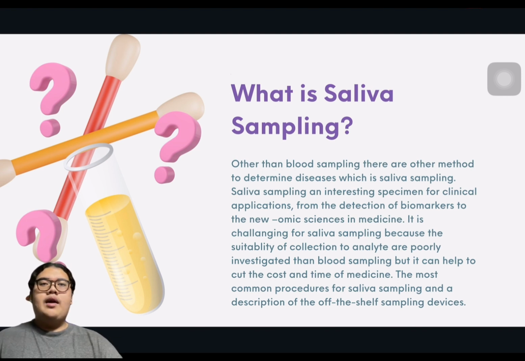As we know, blood sampling can show a better result than saliva sampling. But blood sampling needs to be taken and analyzed at a lab, which can cost more than saliva sampling. Saliva sampling, on the other hand, has its own devices to analyze diseases, but it is not as good as blood sampling. The most common procedure for saliva sampling and a description of the off-the-shelf sampling devices.